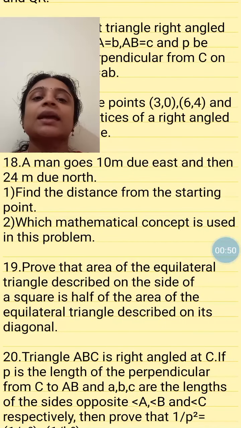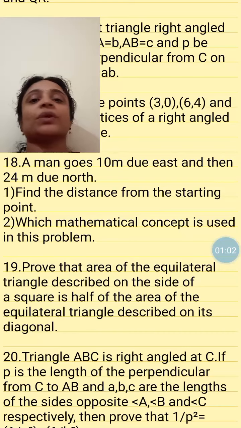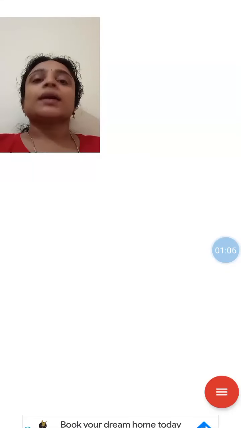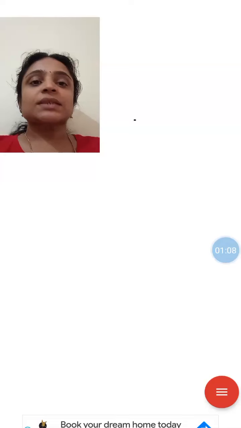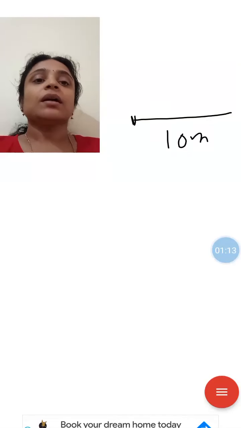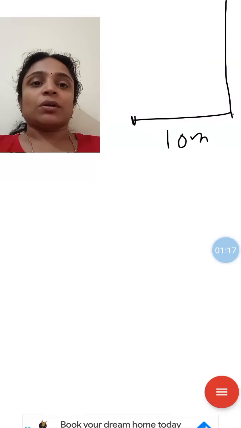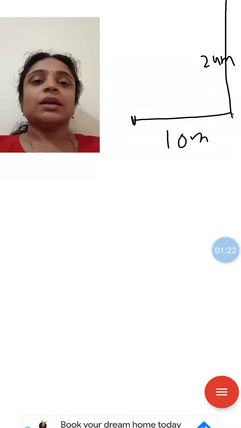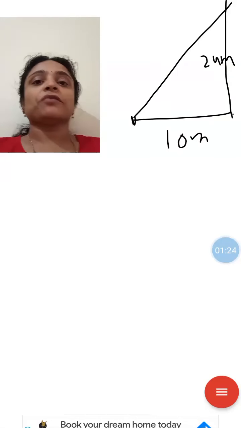18th question is, a man goes 10 meter due east and then 24 meter due north. Find the distance from the starting point and which mathematical concept is used in this problem. The question is, a man goes 10 meter due east. This is the man, he's going 10 meter east and 24 meter due north. Find the distance between the starting point and the ending point. So we have to find this distance.